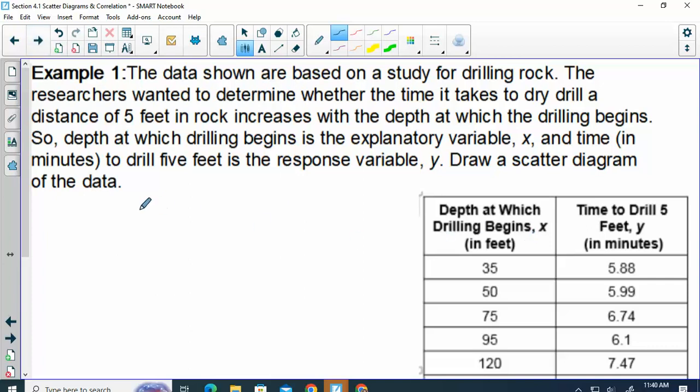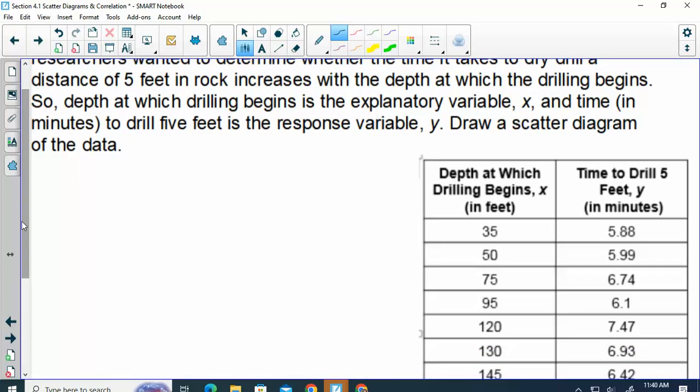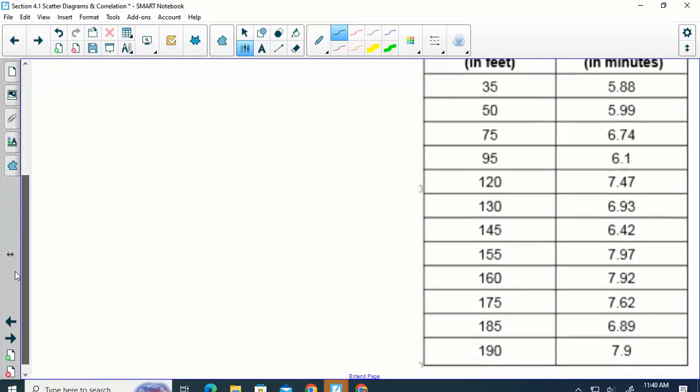So this data is based on a study for drilling rock. Researchers want to determine whether the time it takes to dry drill a distance of 5 feet in rock increases with the depth at which the drilling begins. So x is the depth where we begin, y is the time to drill 5 feet. I want a scatter diagram, and we're going to use our calculator to do that.